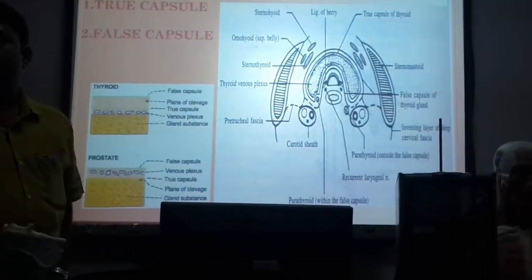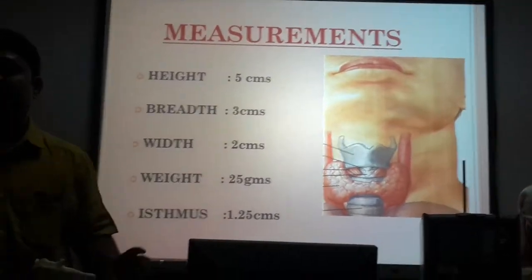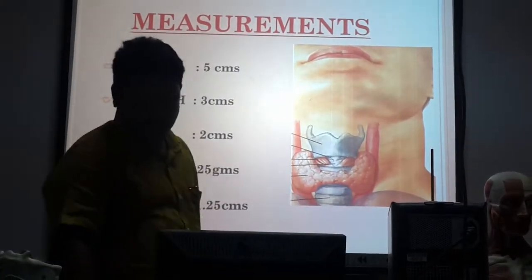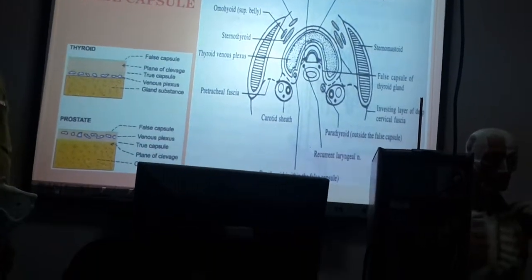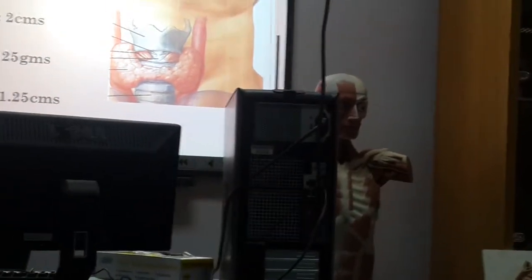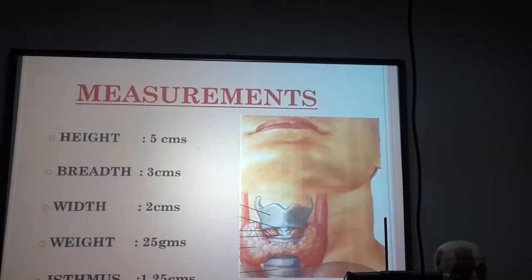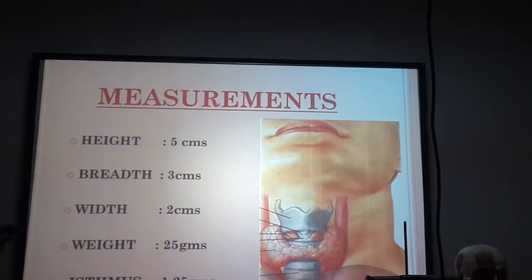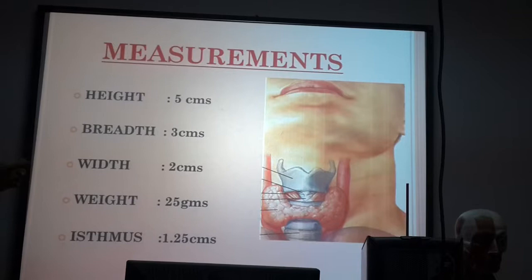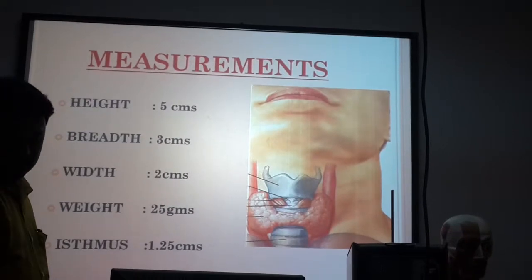Doctor, is this measurement for the isthmus or the whole gland? Whole gland, 5 cm height, lateral lobe. And breadth, thickness 3 cm. And width 2 cm. Weight is 25 gram. About isthmus 1.25 cm.